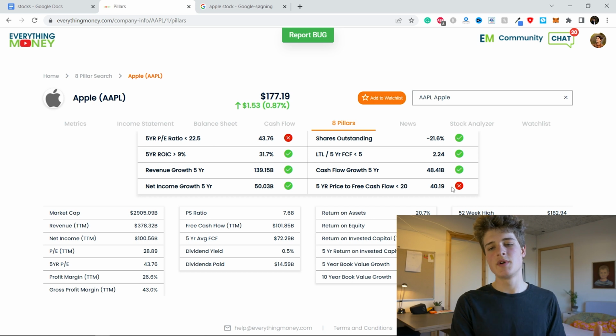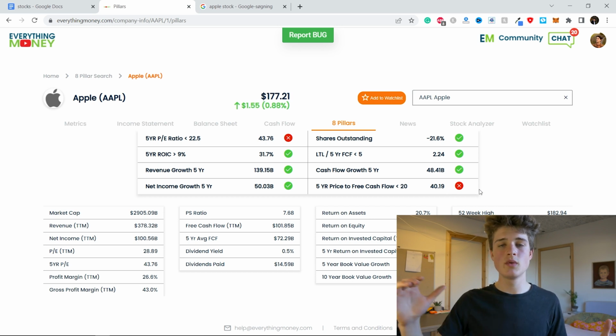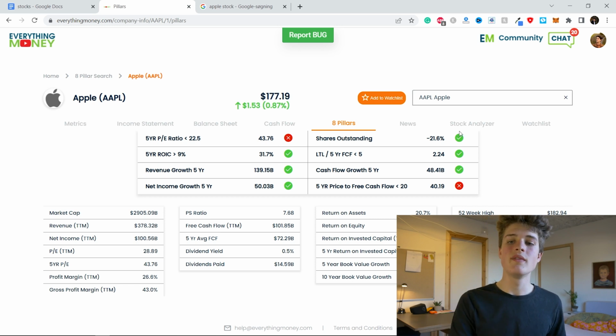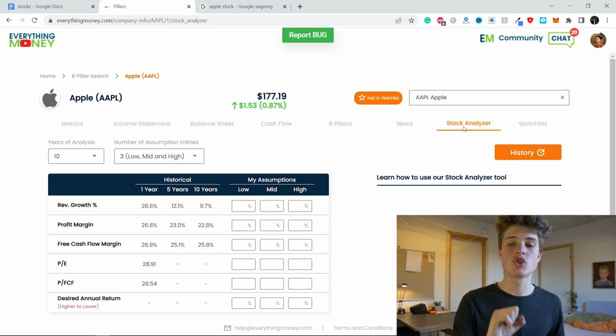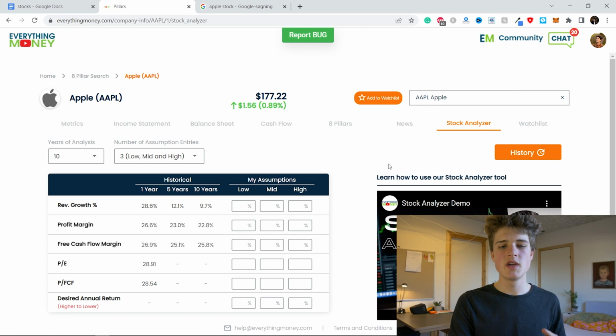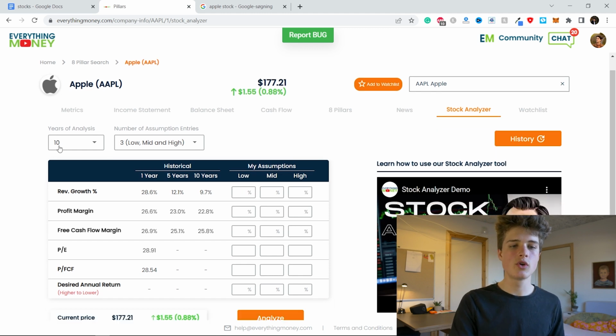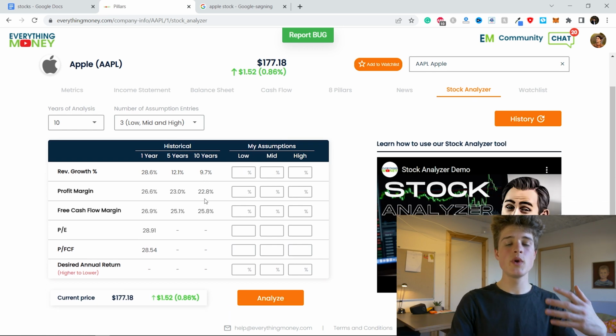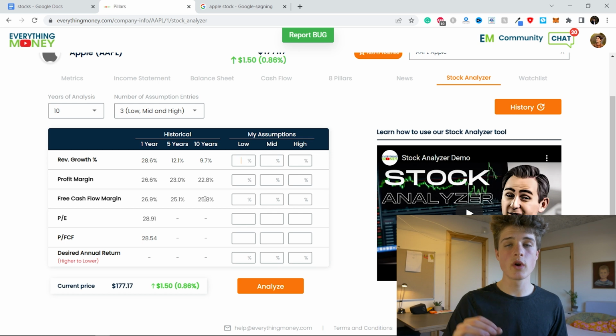So yeah, but still, since they're red, does that mean that we are automatically going to skip the stock? Well, no. That is why we use this amazing stock analyzer tool here. Because this tool allows us to go ahead and use 10 years of analysis, put in our low, mid, and high assumptions about the future. We of course want to base that in some historical performance, and then we can make our assumptions, and then we get a price target that we want to be paying for the company.